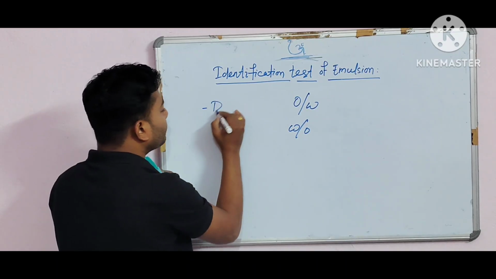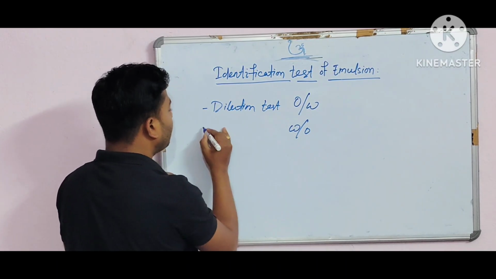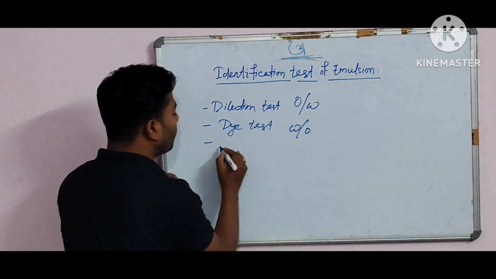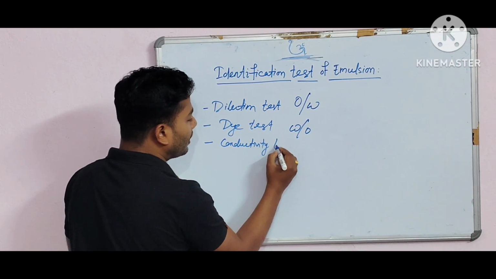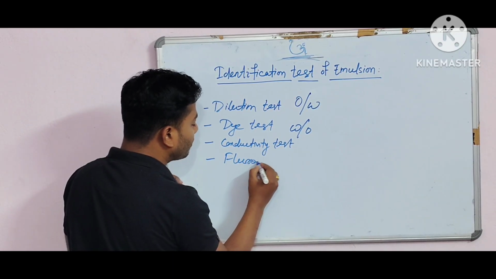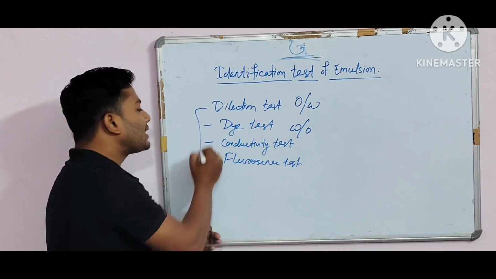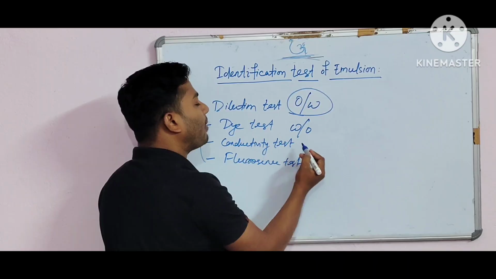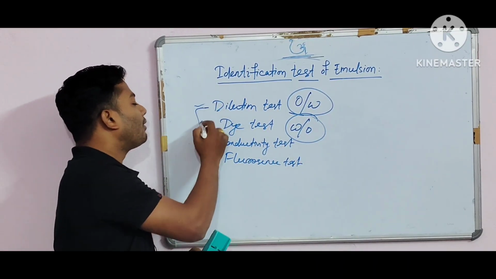That is the dilution test. The second one is the dye test. The next one is the conductivity test, and the last one is the fluorescence test. So by using these tests, you have to identify whether it is an O/W type of emulsion or a W/O type of emulsion. Clear? One by one I will discuss.